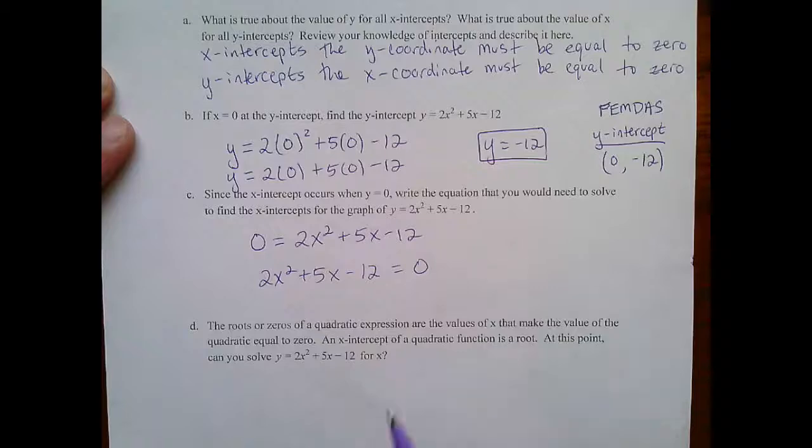I like to write it this way. Put the 0 on the right-hand side. Again, if two things are equal, it doesn't matter how you write it. You could write it from left to right or from right to left. So this is the equation that we'd have to solve.